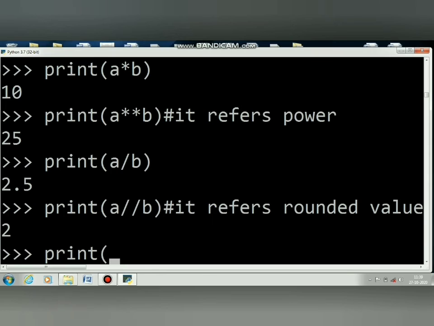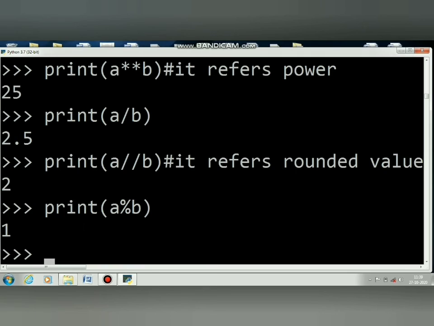And next, print A modulo division B. In this case, the divide operator is considered as quotient, and modulo division is considered as remainder. That is the difference between these two operators.